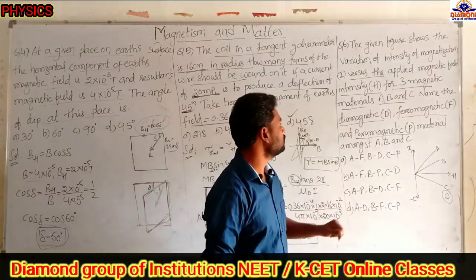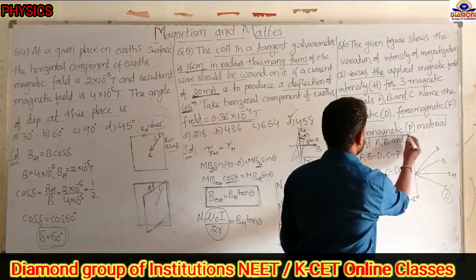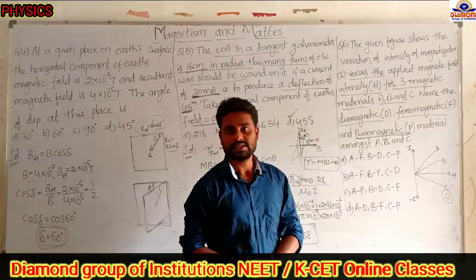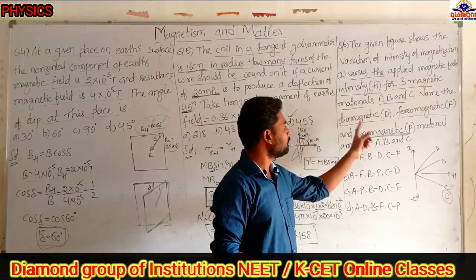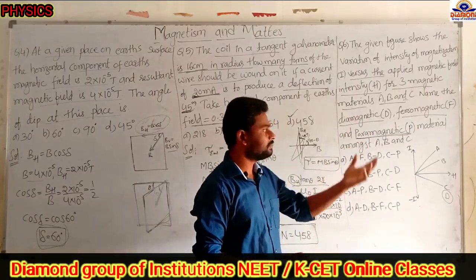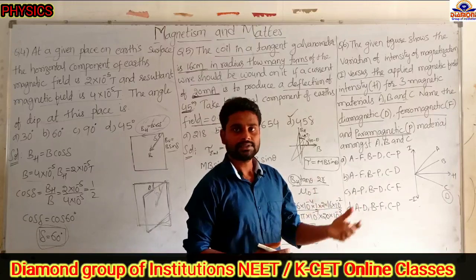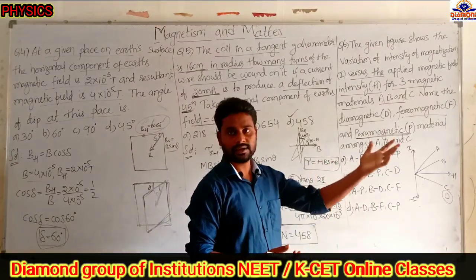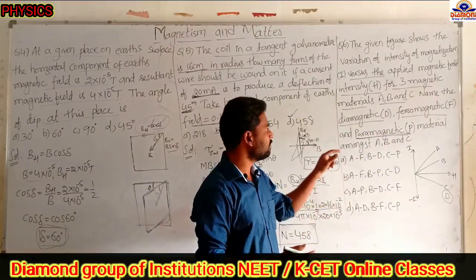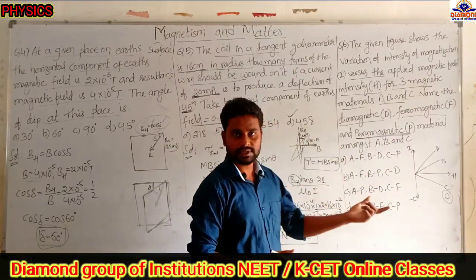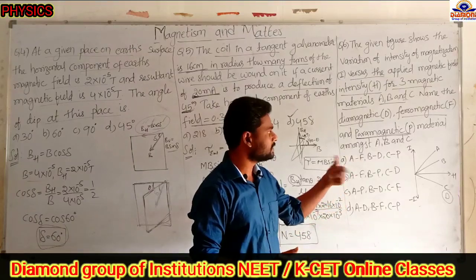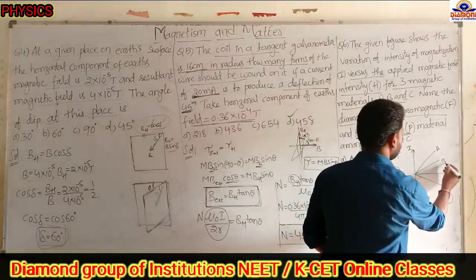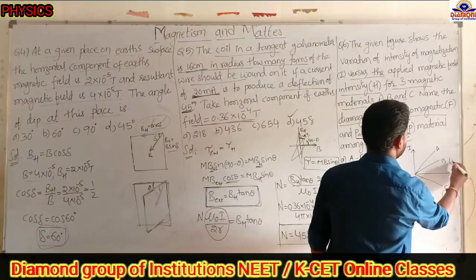If we come to the paramagnetic material, if we keep it in the external magnetic field, the induced magnetic field is in the direction of the external magnetic field only, but the intensity of the magnetization is low. Low only, but along the external magnetic field only. That's why the value is low and positive, in the direction of the external field. This indicates the paramagnetic material.